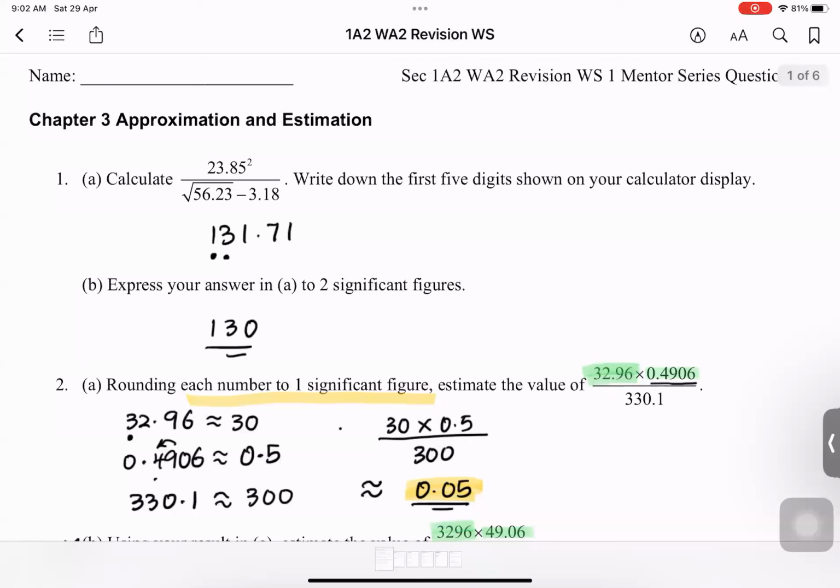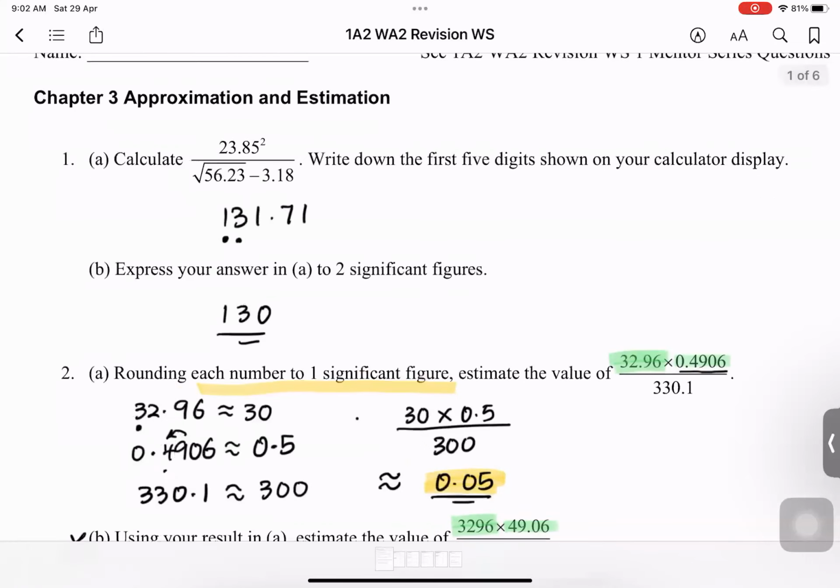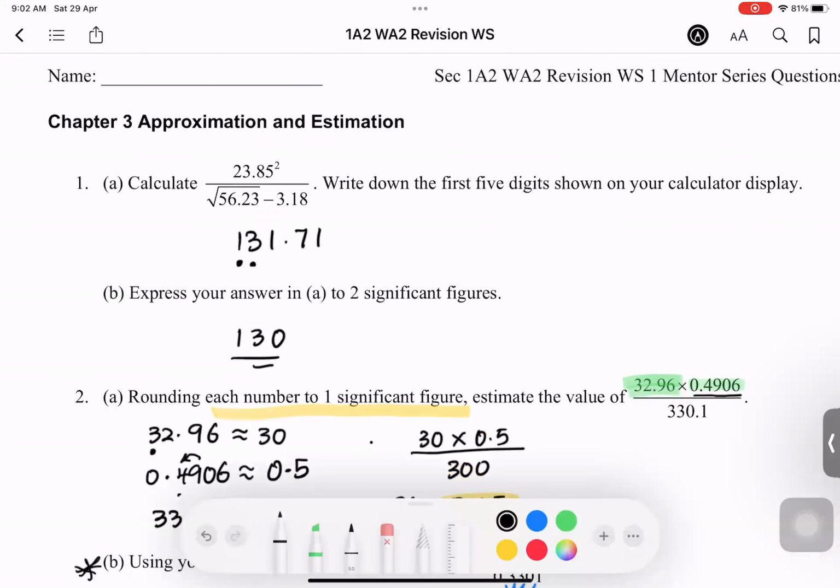Okay, so last lesson we already went through a little bit of the questions. This one is on chapter 3, approximation and estimation. So I'd just like to go through some of the main skills that you need to revise on. There are two types of questions for approximation and estimation.